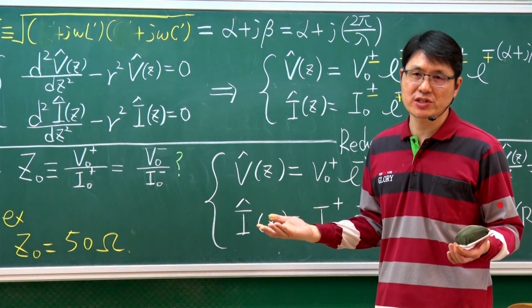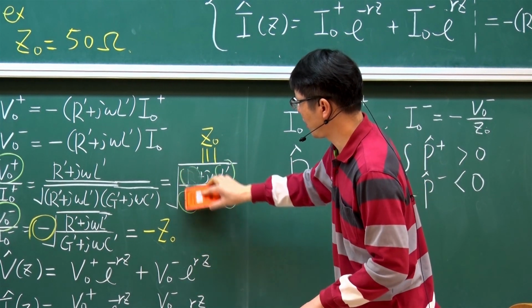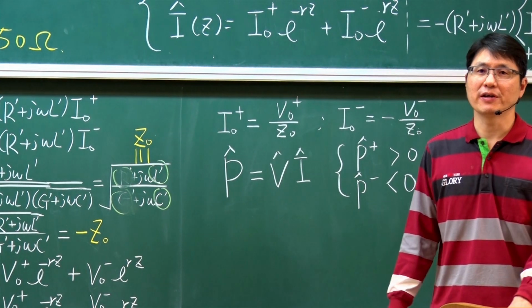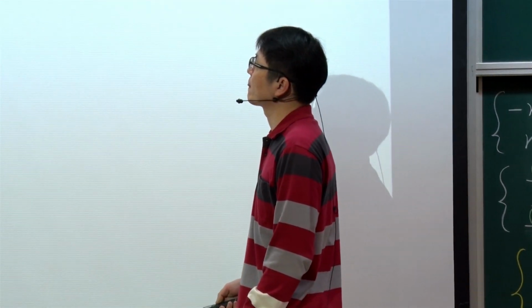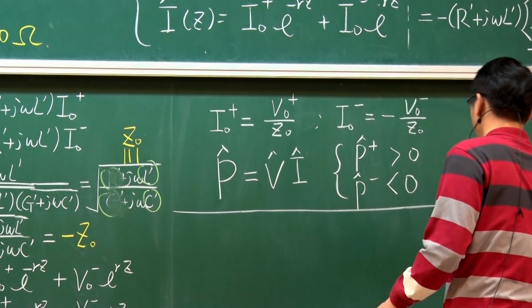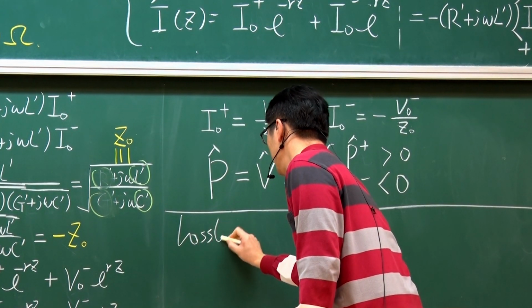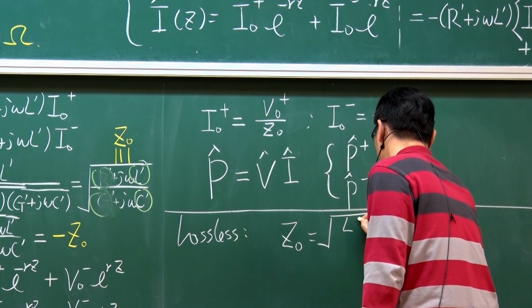there's no loss, there's no resistance, no conductance. Simplified version. Characteristic impedance. Simplified. Right? I'm a very nice guy. I'm going to show you the results. Without loss, characteristic impedance is the square root of L prime divided by C prime. Right? Here, let me write it for you. Lossless. Z0 is now the square root of L prime divided by C prime.